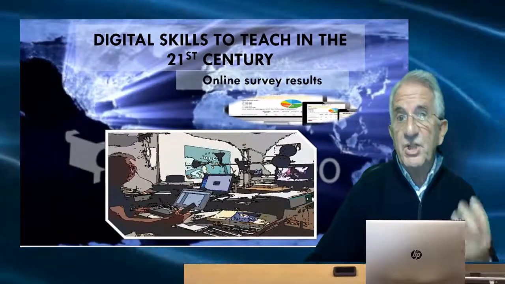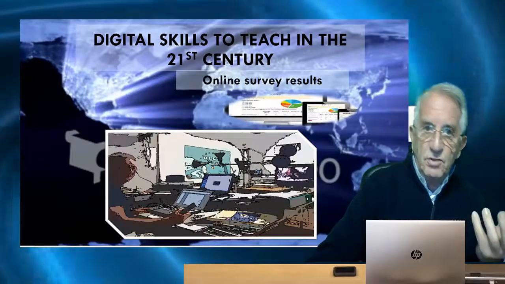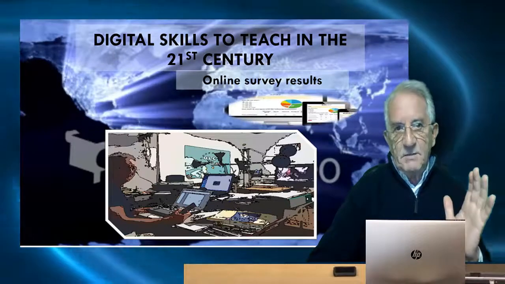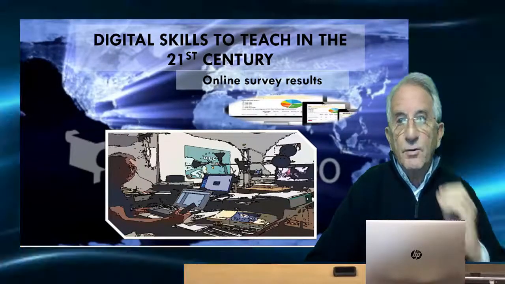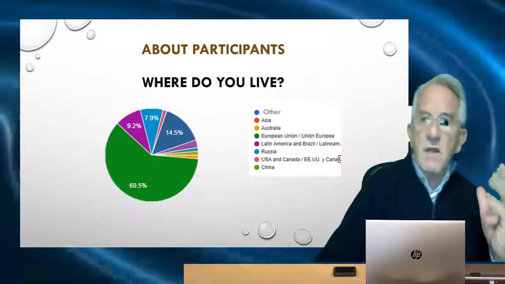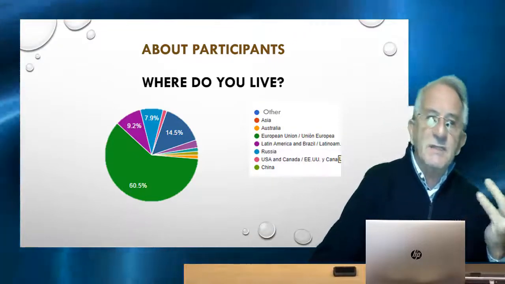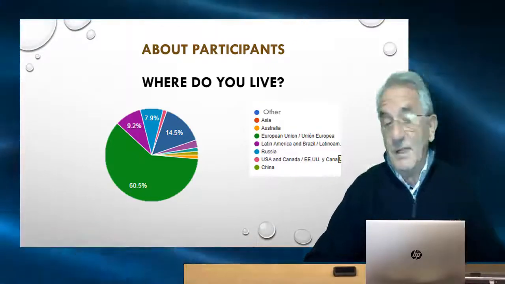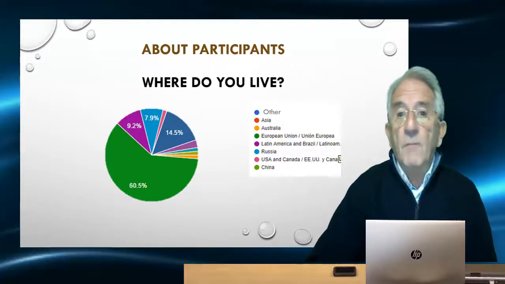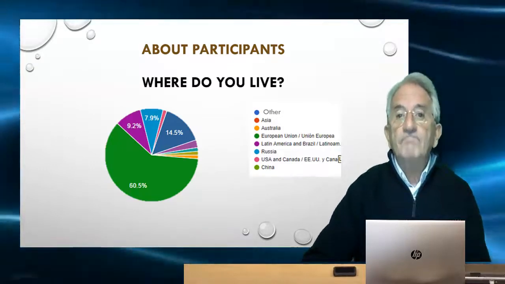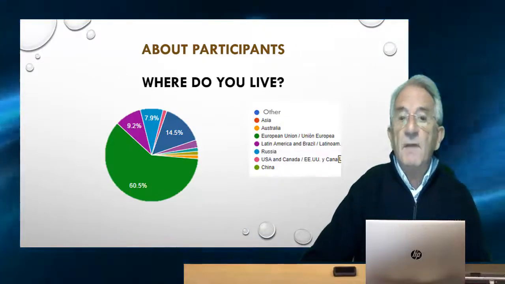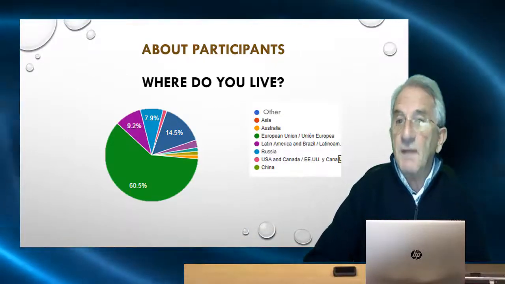This survey about digital skills to teach in the 21st century covered 50 topics. But the most important and relevant aspect was the participants. More than 60% were European citizens, European teachers in universities. They were also from Russia, about 8%, 92% from Latin America, and 40% from other countries.